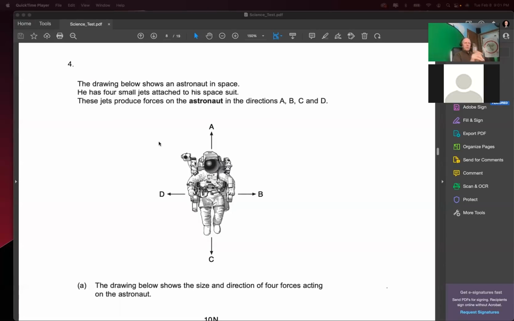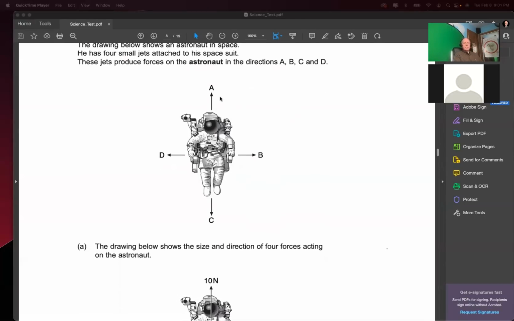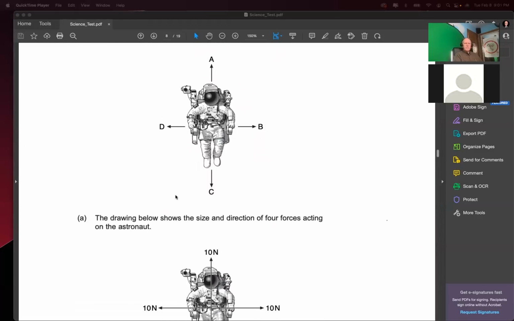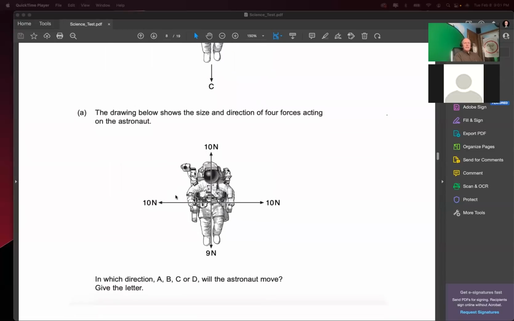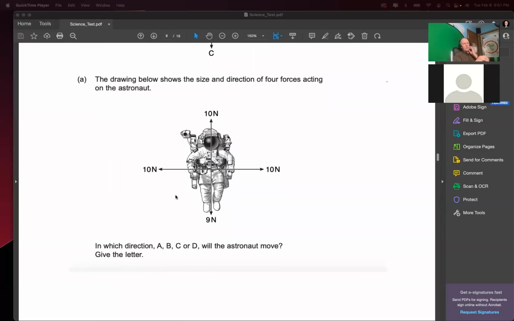So the 4 jets produce forces on the astronaut in directions A, B, C, and D. A is to the top, B is his left, C downward, and D to his right. The drawing below shows the size and directions of the 4 forces acting on the astronaut. In what direction, A, B, C, or D, will the astronaut move? And I need a letter.